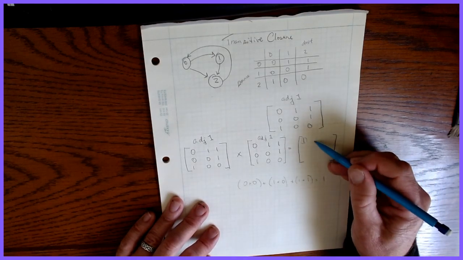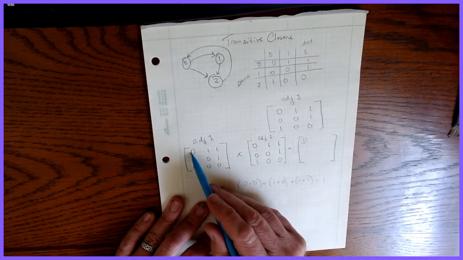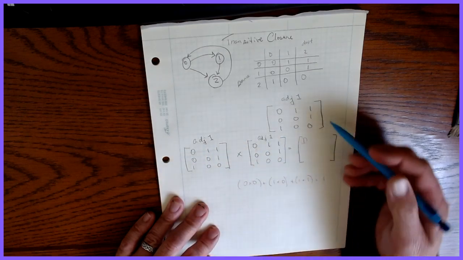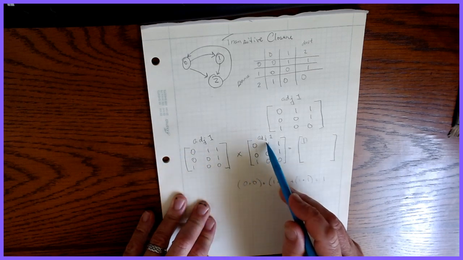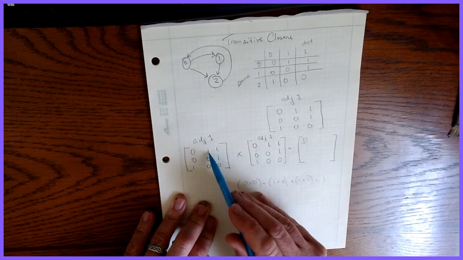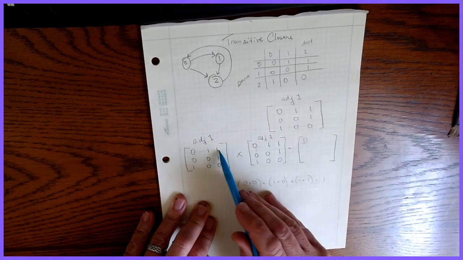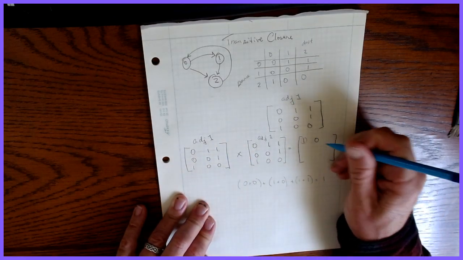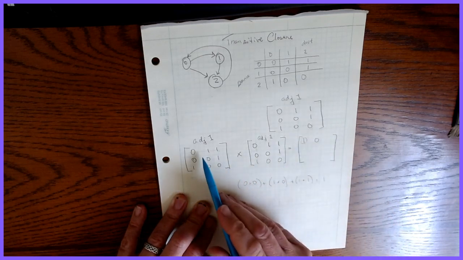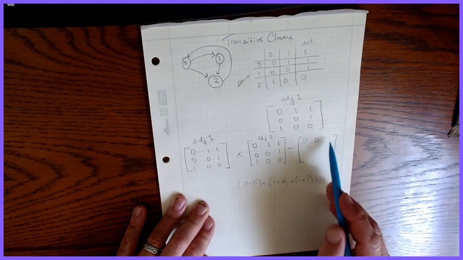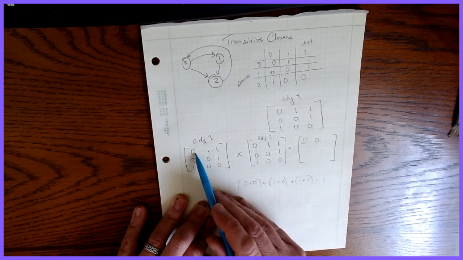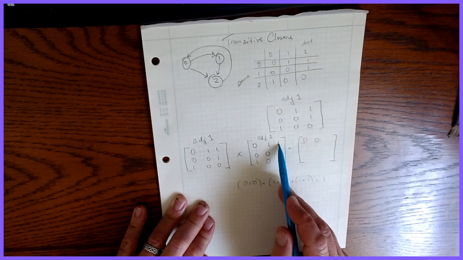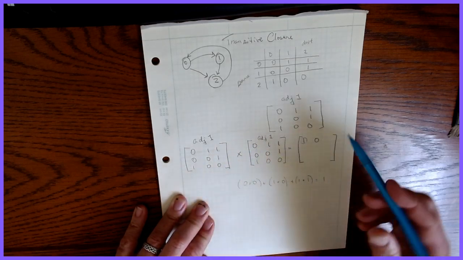To get this number right here, I multiply this row times this column. So that's 0 times 1 plus 1 times 0 plus 1 times 0, which is 0. Now I'm going to do the same thing. To get this number, I go this row times this column. Hope I'm doing this right. 0 times 1 plus 1 times 1 plus 1 times 0 gives me a 1.